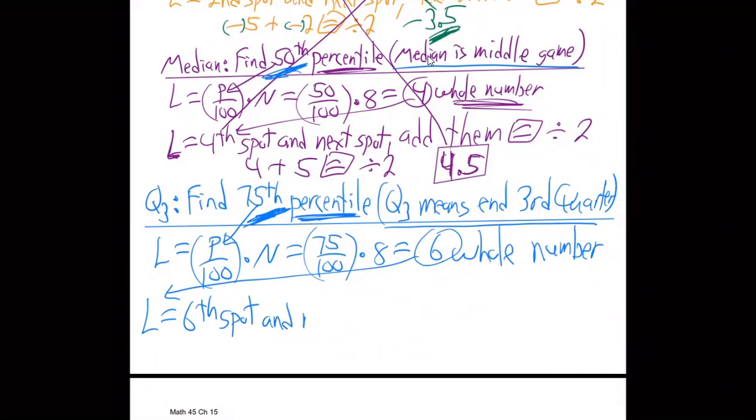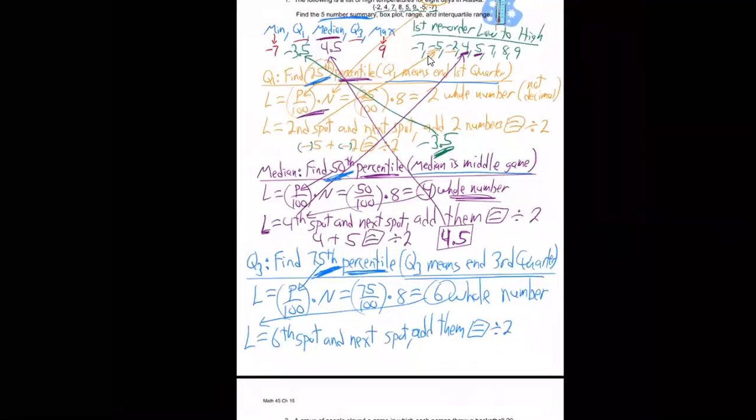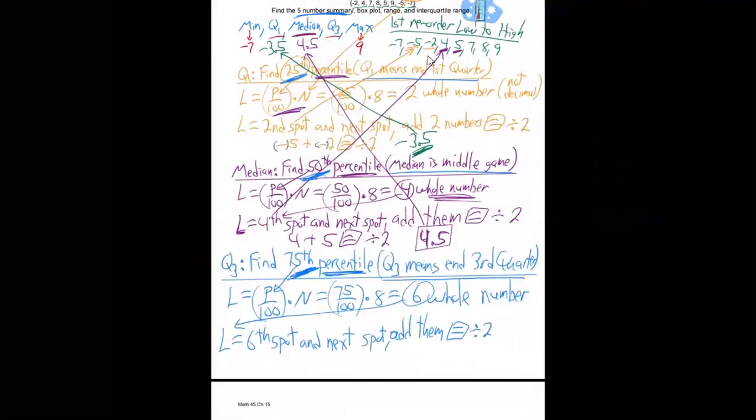And you take the 6th spot and the next spot. So it's not just one number. You've got to get 2 numbers, and you've got to add them, and divide by 2. So we've got to go up here now, get the 6th number, which is a 7, and the next number, which is an 8, isn't it?